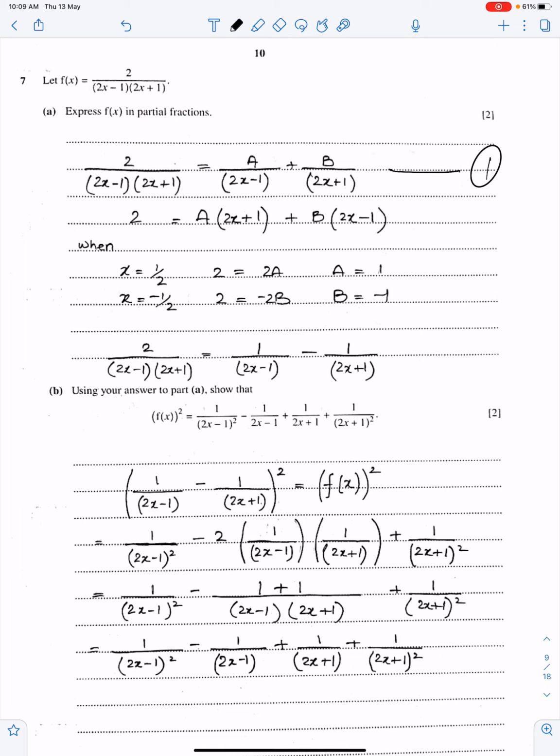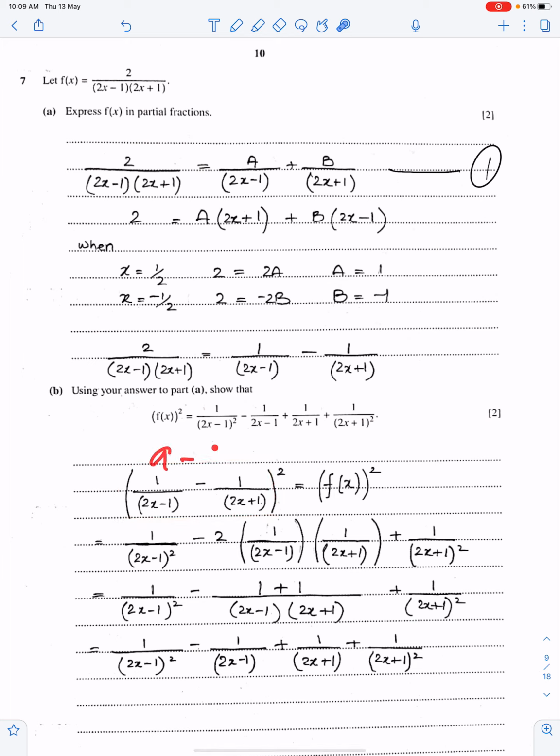Part B. Using your answer to part A, show that. This is so simple. This is f of x. And we have f of x whole square. So we just need to square both sides. Squaring on both sides, when we square this thing, we will have this.